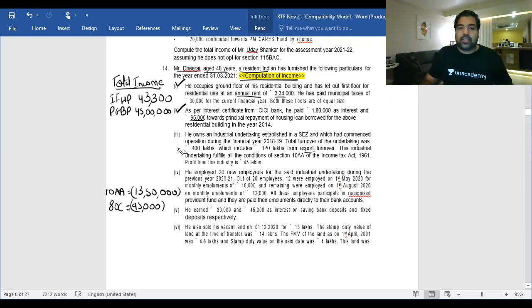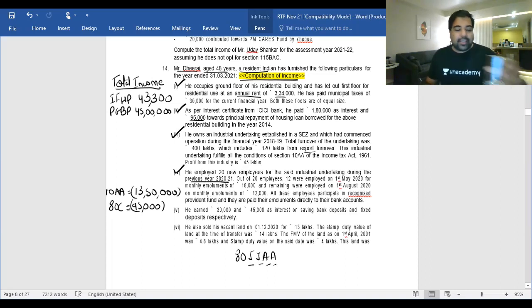Let's move ahead to the next one. He employed 20 new employees for the said industrial undertaking during the year 2021. Guys, you know there is a section called 80JJAA, "job add." That's a shortcut. Everything has a shortcut.